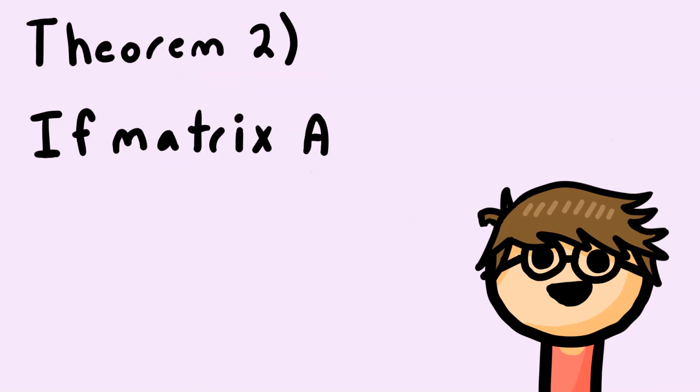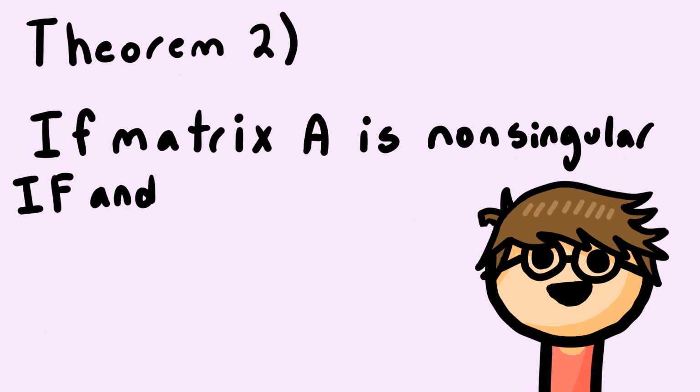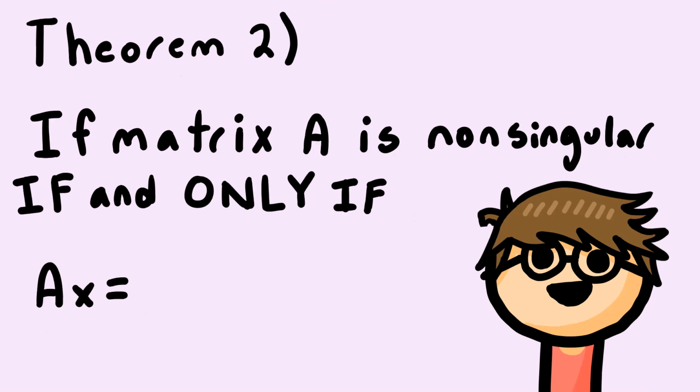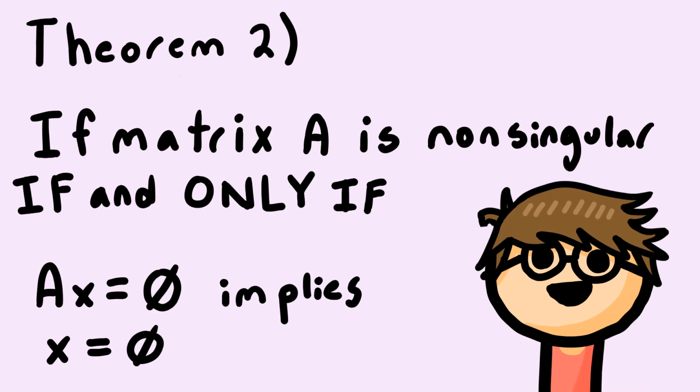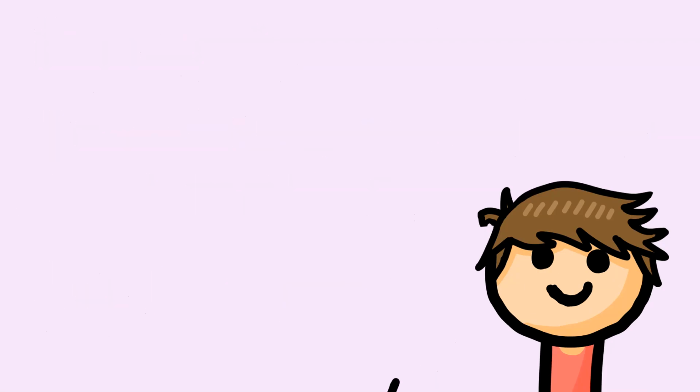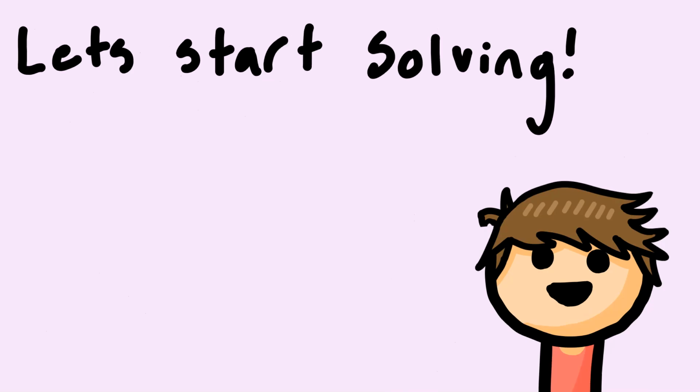The other theorem states that a matrix is non-singular if and only if the equation Ax equals 0 implies that x is equal to 0. Now that we understand these theorems, let's start solving some matrices.